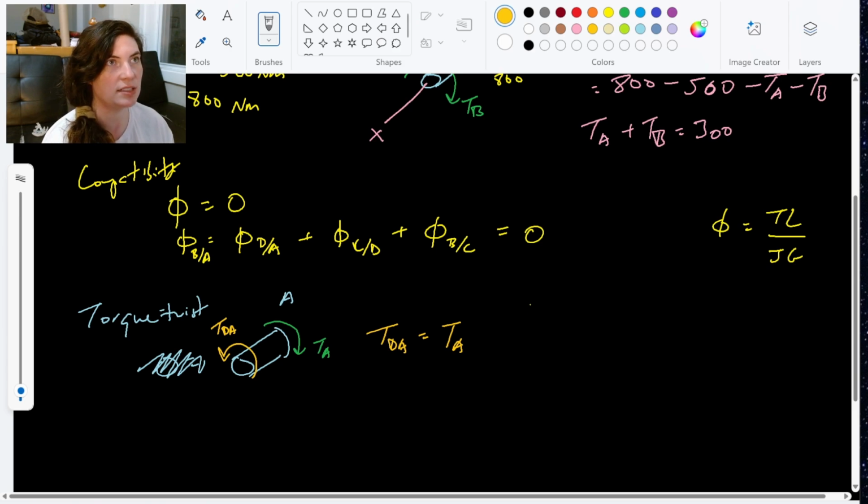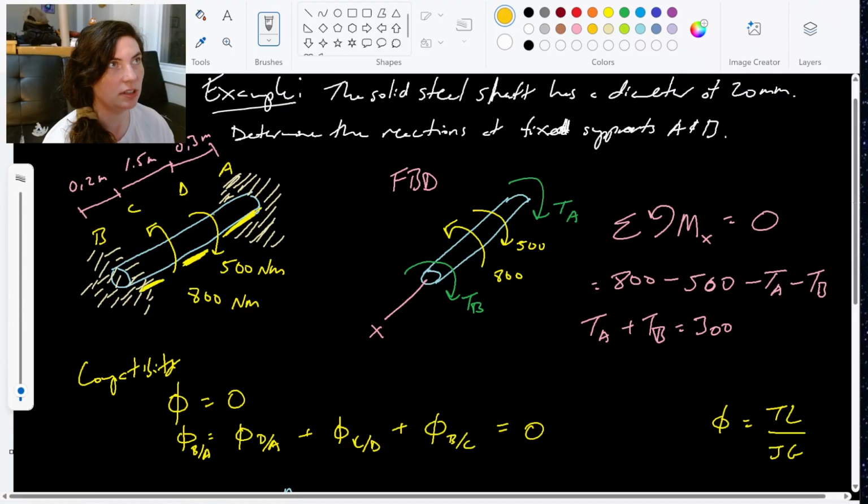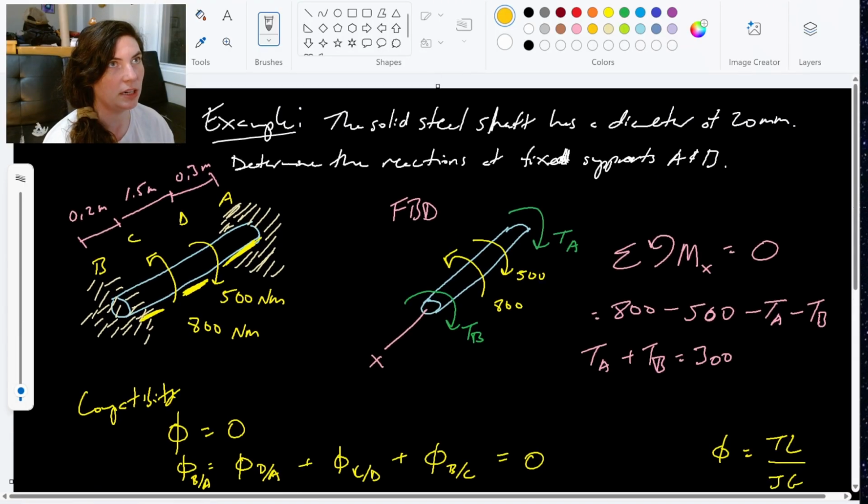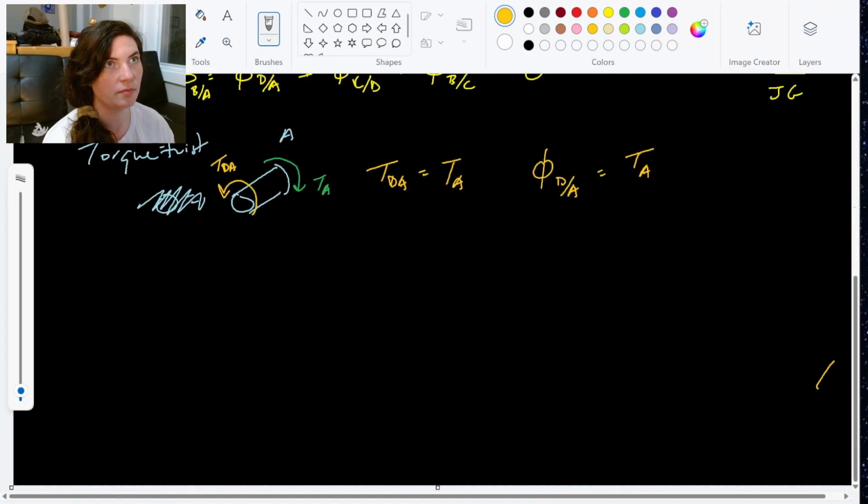the same as TA. We can go ahead and plug that into our displacement of D with respect to A, which is TA times the length of that section. The length of this section is 0.3 meters.